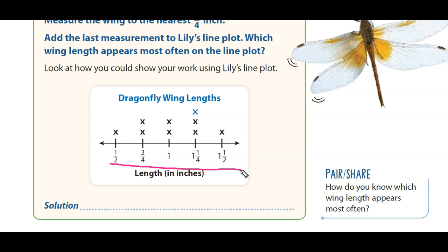So if I ask you like this, how many wings are less than 1 and 1/4? How many wings are less than 1 and 1/4? 5. So here's 1 1/4, and I want to know how many wings are less than that. 1, 2, 3, 4, 5. Okay.